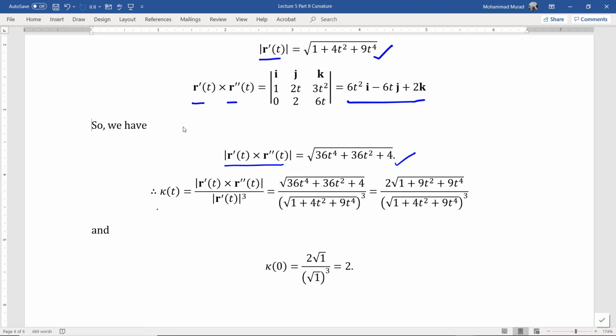Therefore, the formula of the curvature at any general point becomes this. And if we substitute t equals 0, since t equals 0 corresponds to the point 0, 0, 0, we obtain the curvature of the twisted cubic at the origin, which simply gives 2.